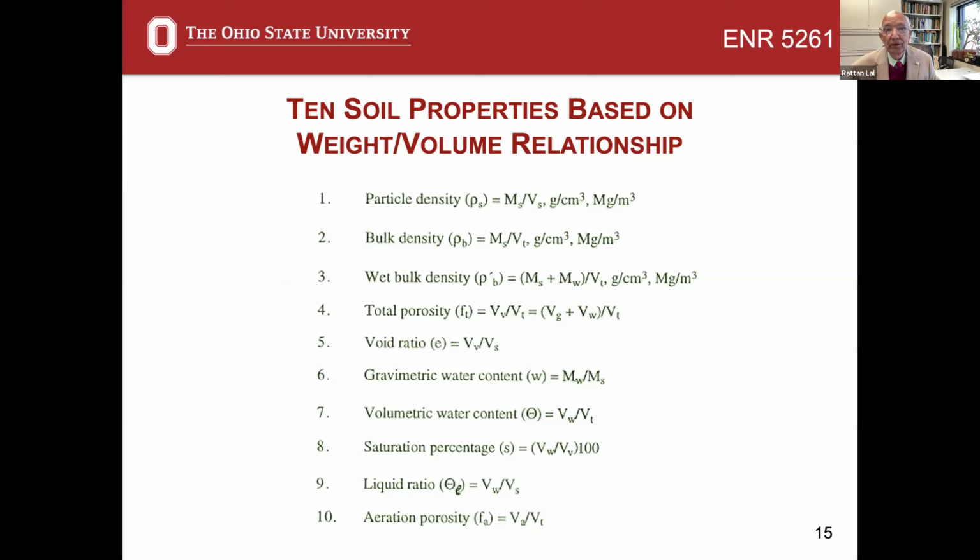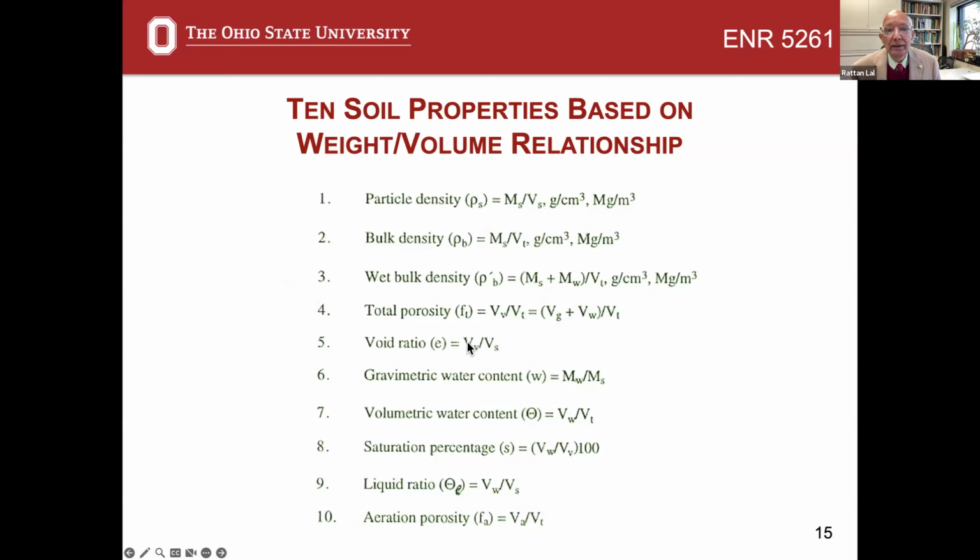And then we have a fifth equation, which is called void ratio. It's symbol E, and it's the volume of voids, that's the gas plus water, over the volume of the solid component. So the difference between porosity and void ratio is that the denominator in porosity is total volume, V sub t, and in void ratio it is solid. Volume of solid is much less than the volume total.